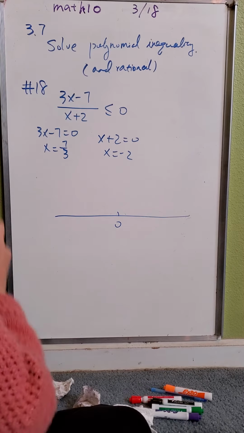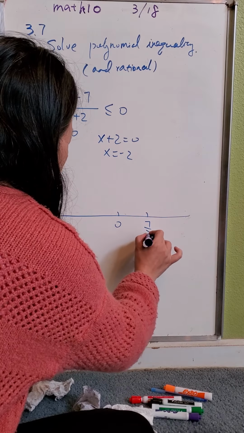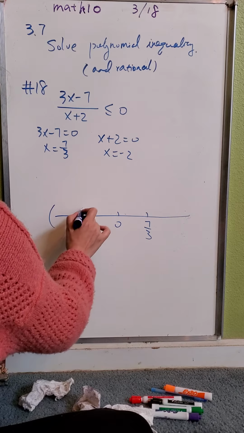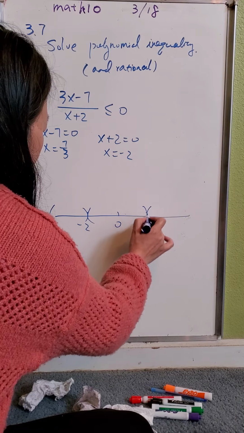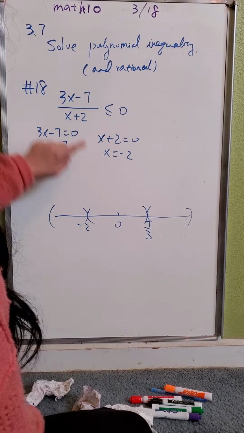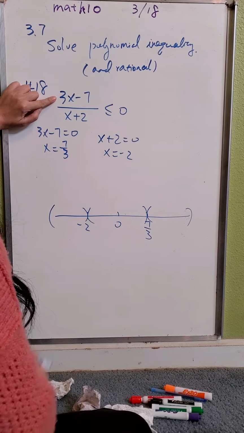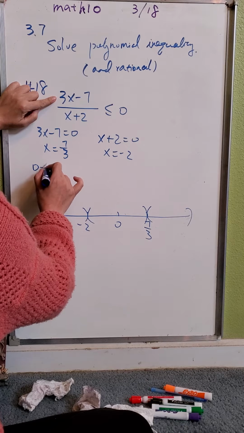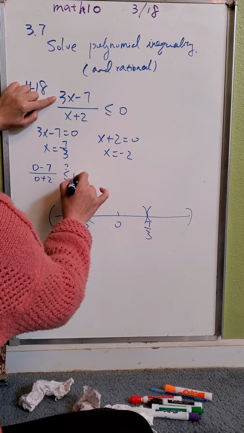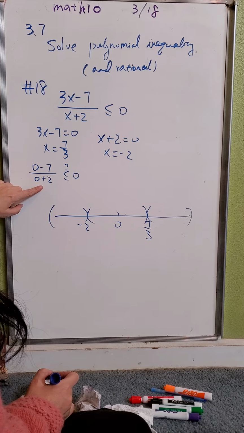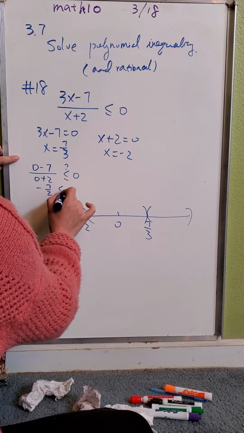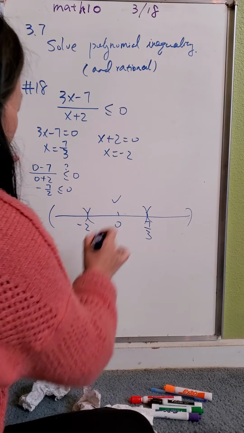Put that 0. And then you go 7 over 3, and then you go negative 2. So your answer will come from here, or here, or here, okay? Again, zeros here, we put 0 first, put 0 inside here, so that'll be 0 subtract 7 over 0 plus 2. That's going to be less than or equal to 0. And the answer is yes, because this is negative 7 over 2, less than or equal to 0. So the answer is yes. So this is the answer.